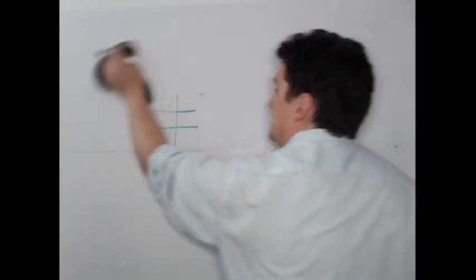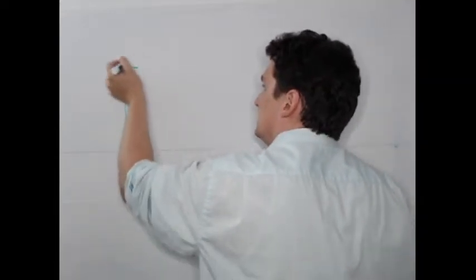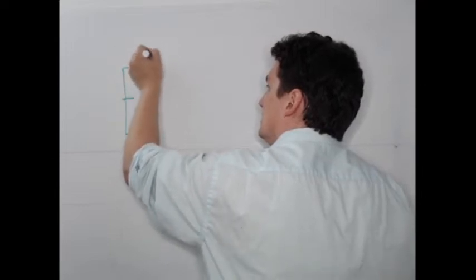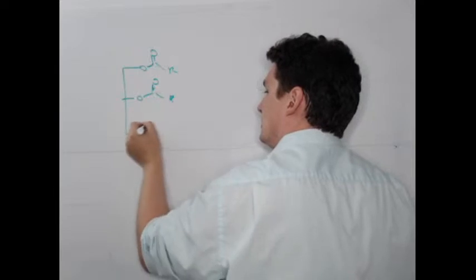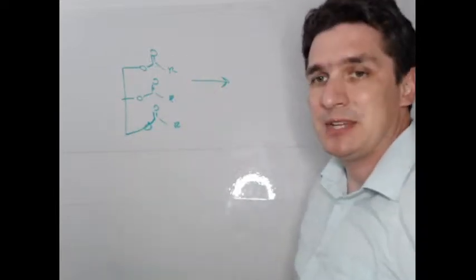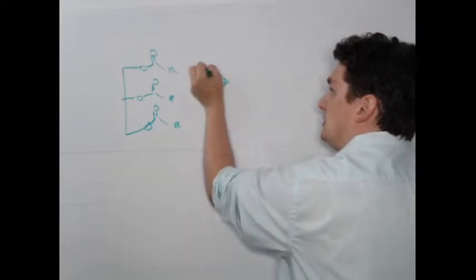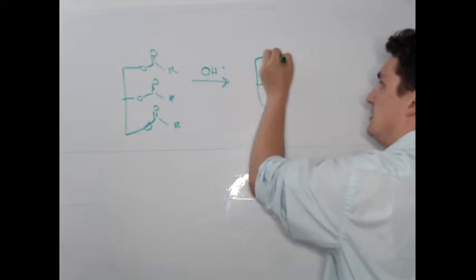triglycerides, and this is saponification. So with saponification, you always start out with your triglyceride, and you're going to react it with some type of nucleophile. Typically with saponification, it's OH minus. This gives you triglycerol.